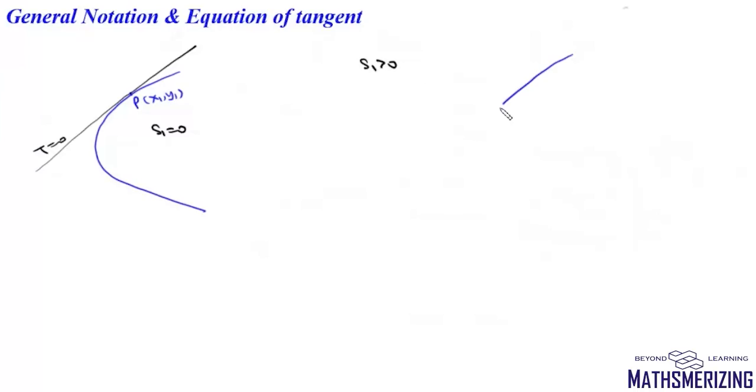So if a point lies on parabola, then T equals to 0 will represent equation of tangent. So it is when the value of S1 is 0. Now what if S1 is greater than 0? So if S1 is greater than 0, it simply means this point lies outside this parabola.